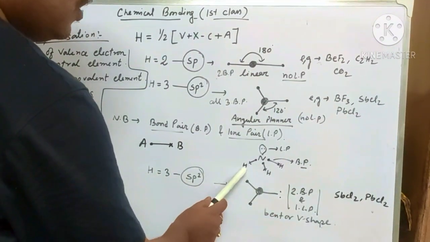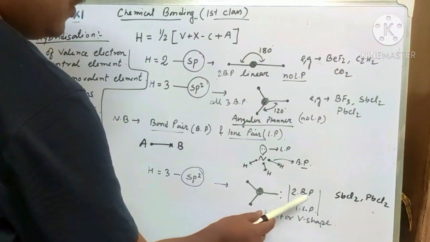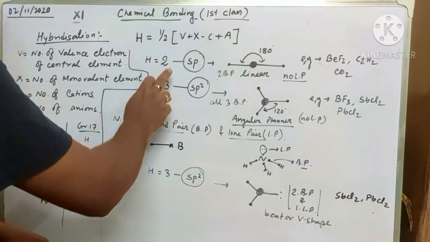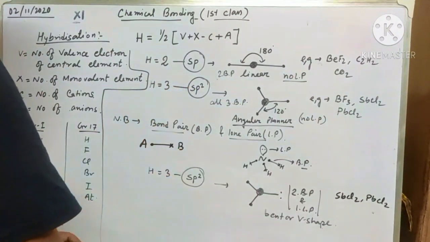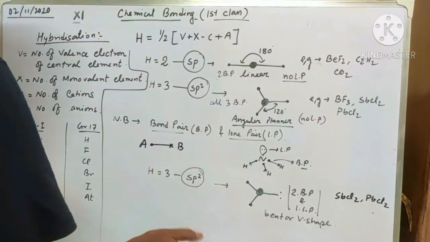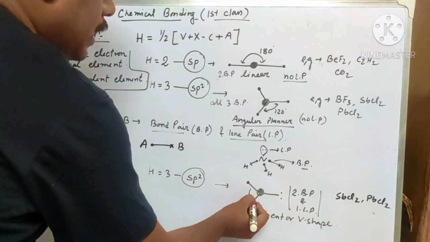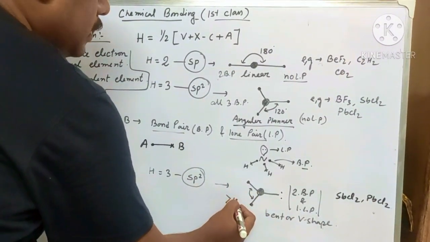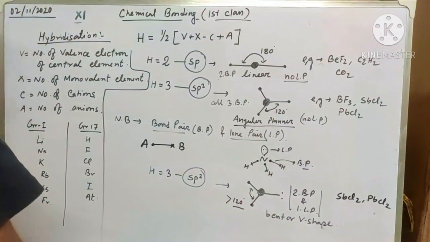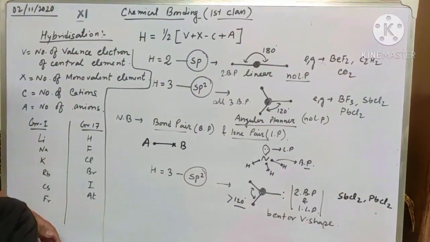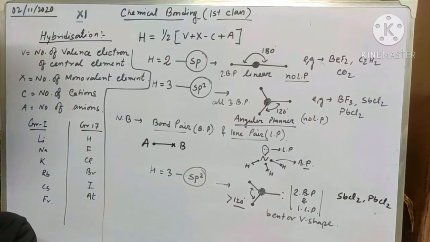Similarly, the Pb atom with two chlorine atoms has two single bonds and one lone pair. The structure is bent or V-shaped. That is the hybridization, H equal to 3, sp2 having no lone pair, sp2 having one lone pair. Whenever a lone pair is present, the bond angle is less than 120. So that is the hybridization value 3. In this way, we can easily evaluate the shape of the molecule.